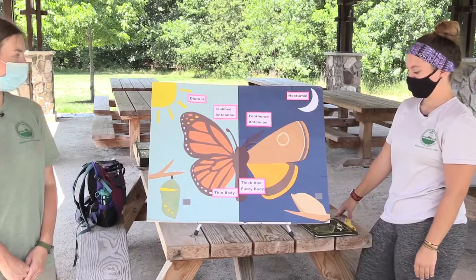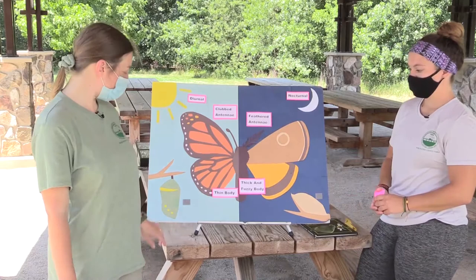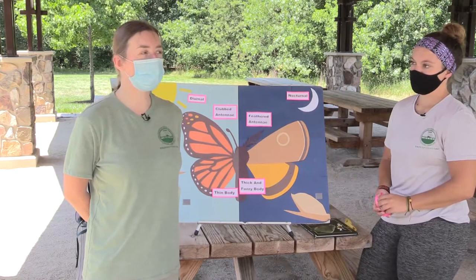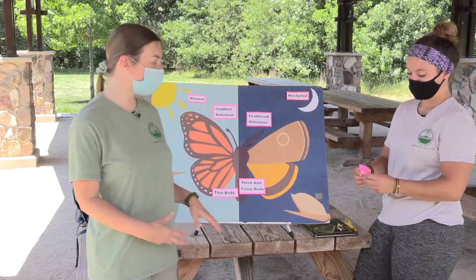Okay, and there's one more difference, and the hint is down here. We showed you some examples of what we call the pupa stage, and we looked at the monarch chrysalis, which was a beautiful green color. That's what we're showing here in the poster.